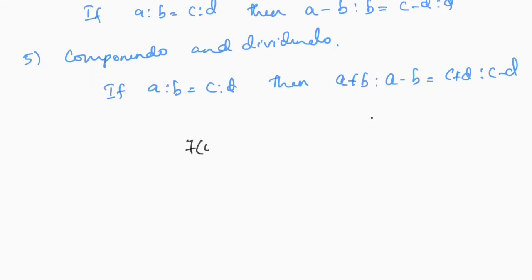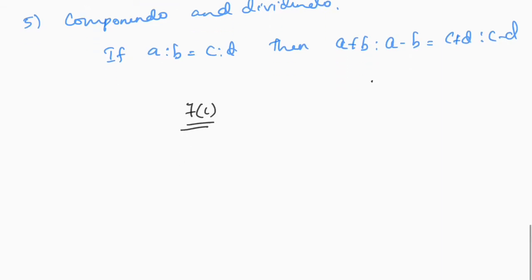Not every question may need the properties. Only a few questions in this. So let us see, coming to the first question: if A is to B equal to C is to D, prove that.